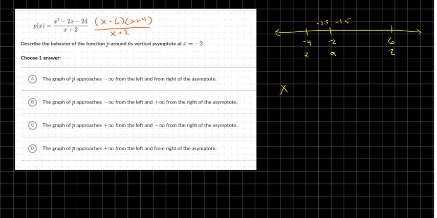Let's write it down here. X minus 6 times x plus 4 divided by x plus 2. So when x is equal to negative 2.5. Negative 2.5 minus 6 is negative. Negative 2.5 plus 4 is positive. Negative 2.5 plus 2 is negative, so I'm going to end up with something positive. So that means as x approaches negative 2 from the negative side, my p of x is going to approach positive infinity.